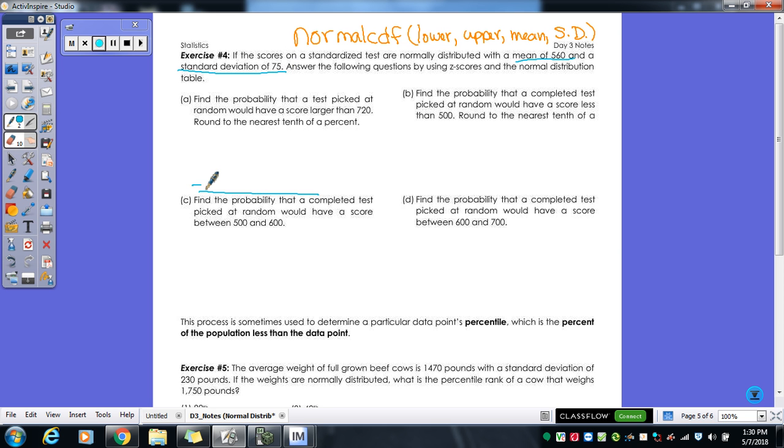So you still want to kind of draw a little picture of your bell curve. Right there in the middle, there's my 560. So which side would 720 fall on, the left or the right? The right side. So I'm just going to kind of estimate my 720 would be about there. And we're looking for the scores larger than it. So that means we're looking for the scores to the right of my 720. Is everybody with me so far? So we're looking for that area right there that I shaded in. So we're going to use our normal CDF to do it.